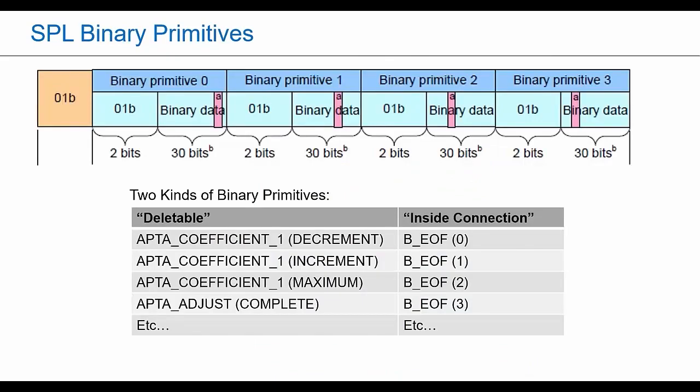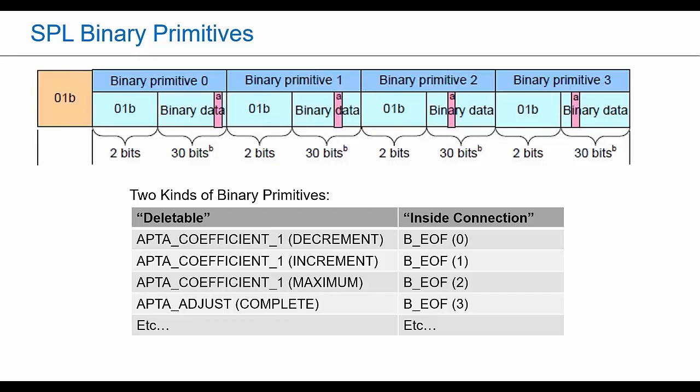Okay, starting with binary primitives. Again, this is a specific set of primitives, new in SAS 4. I'm showing just a few of them here, but they fall into two groups. The deletable, like the APTA adjust, these are just like other deletable primitives. They don't have to go end-to-end. Their role is point-to-point. The second type only occur inside a connection, like the new SPL framing ordered set. Binary EOF, this is the new frame delimiter for data packets.